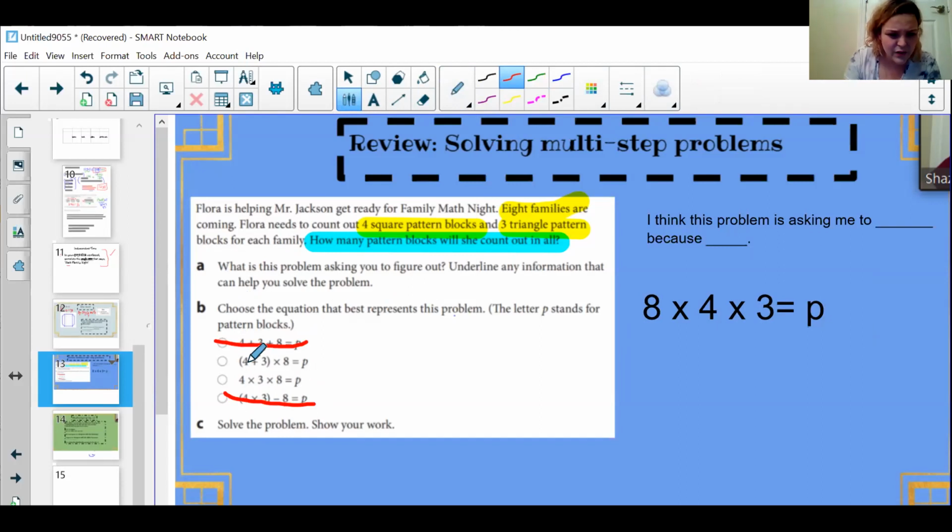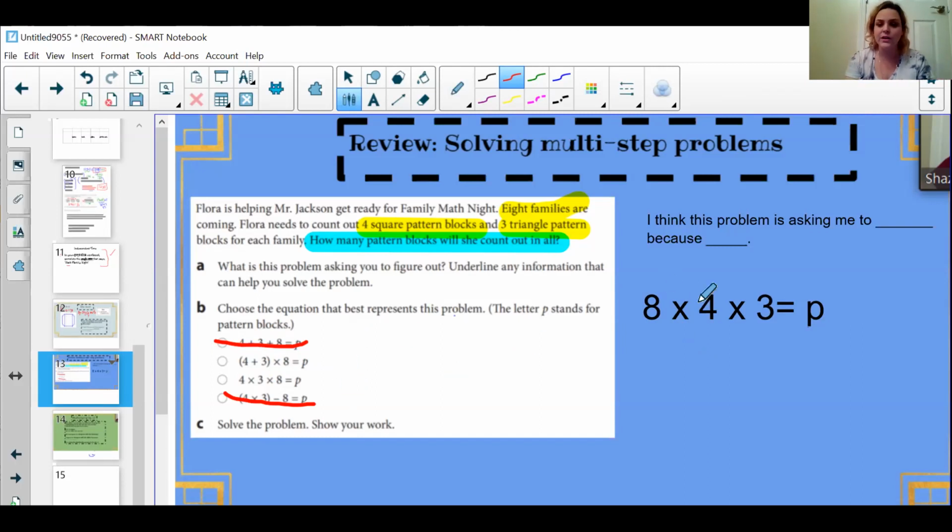And then we have 4 plus 3 times 8. 4 plus 3 in parentheses would give me 7 times 8. I'm going to leave that one for now, but one that does really look similar to mine is 4 times 3 times 8. And if we think back to associative property, it doesn't matter the order of the factors or the way in which we multiply first, it's still going to give us the same product.